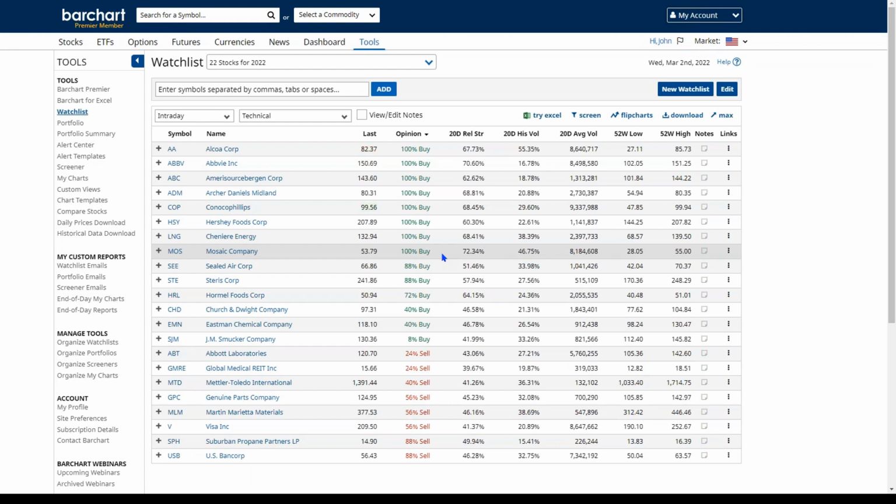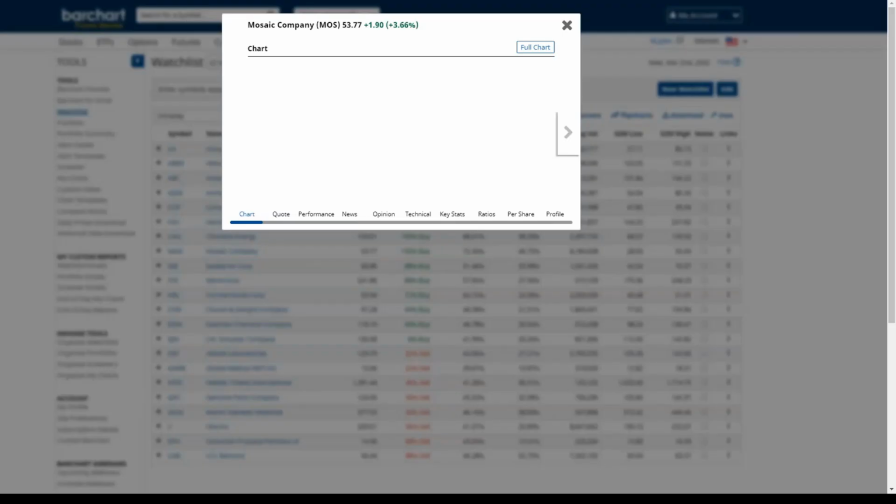Again, my first process is going to be, am I going to look for a breakout trade, or am I going to look for a pullback trade like we just did with our neighbor? So here's Mosaic like we did before. I promised you we'd be back to that. Again, let's go through that process.